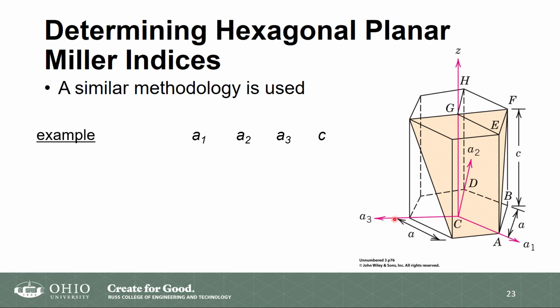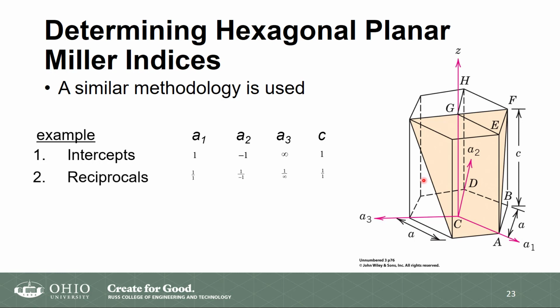And then this is our A3 axis. But if we look at our plane, this plane never crosses A3. And because it never crosses A3, the respective value for that would be infinity. While for the Z-axis, this plane crosses at this maximum length, which is the full length of C. So we end up with 4 numbers, which are 1, -1, infinity, and 1.